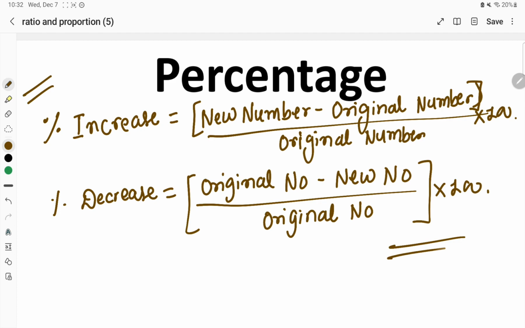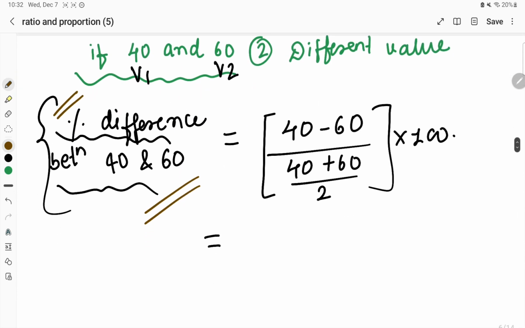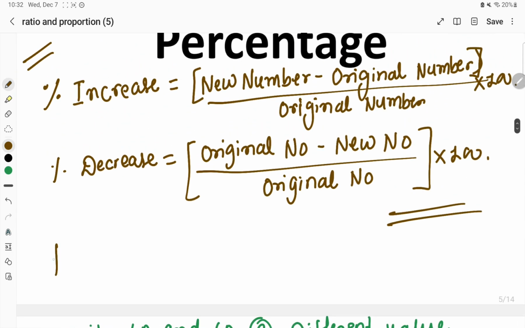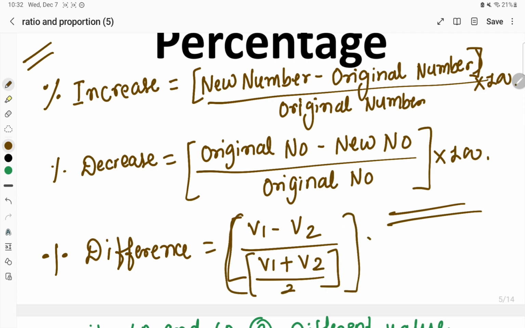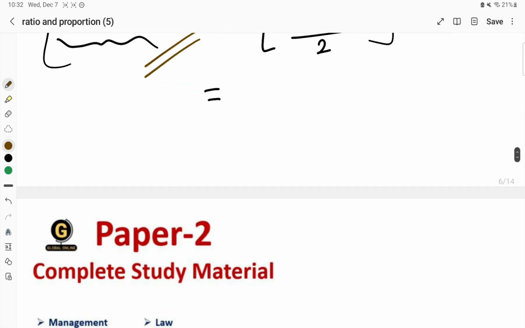One was the one that I explained before, that is the percentage difference. What was the formula? Percentage difference equals, where two values are given, V1 minus V2 upon V1 plus V2 by 2 into 100. Okay, these are the three formulas that you have to keep in mind. Next, let us see some of the examples that I have given on the next slide.